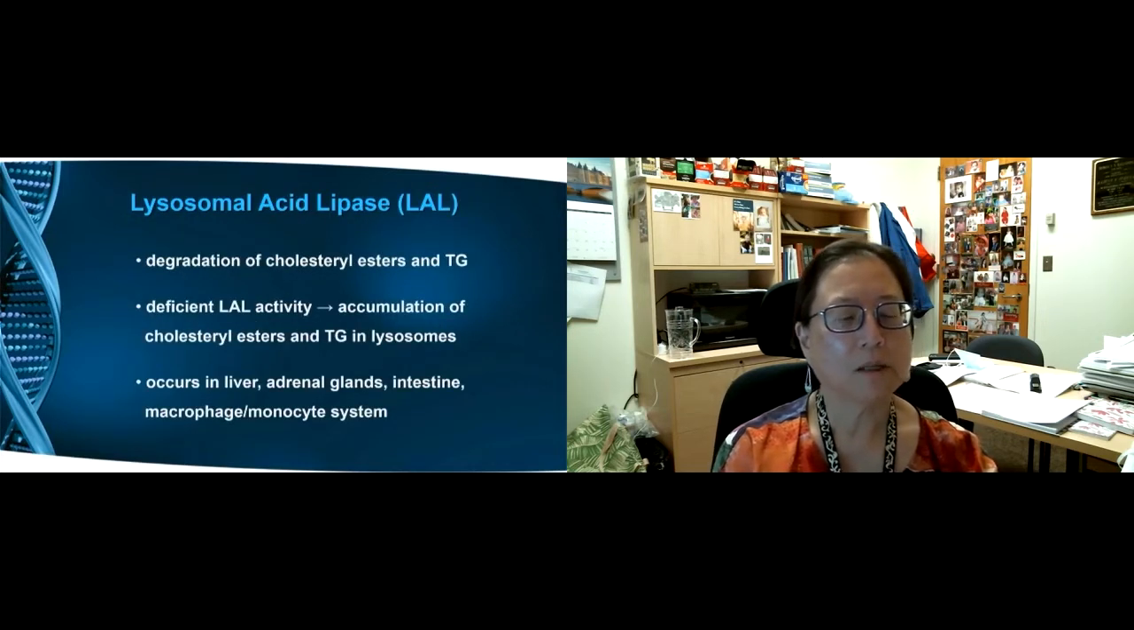So what does lysosomal acid lipase do? Well, it's responsible for the degradation of cholesterol esters and triglyceride. So if you have deficient lysosomal acid lipase activity, what happens is you get accumulation of cholesterol esters and triglycerides in the lysosomes, which is an organelle within the liver cell. This occurs in the liver, adrenal glands, intestine, and the macrophage monocyte system. So you get accumulation of cholesterol esters and triglycerides in these organs.